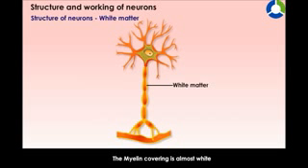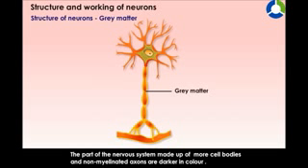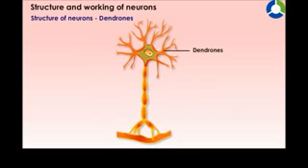White matter. The myelin covering is almost white, and the parts of the nervous system made up of myelinated axons are called white matter. Gray matter. The part of the nervous system made up of more cell bodies and non-myelinated axons is darker in color. This is known as gray matter.